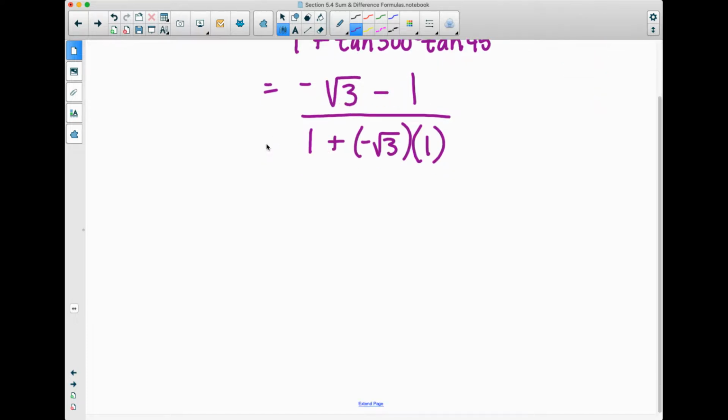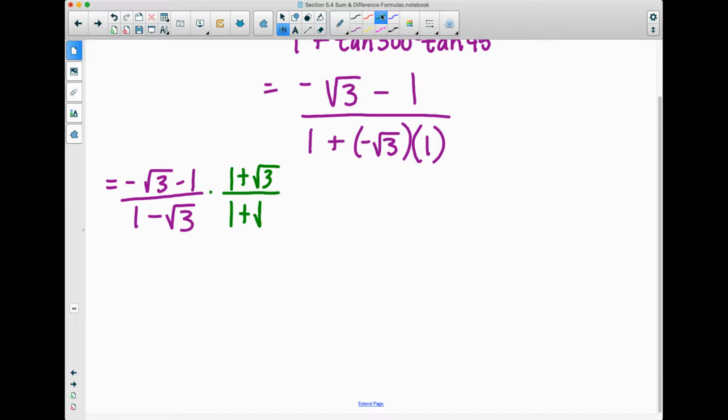So yes, rationalizing is still a thing. If we have negative root 3 minus 1 over 1 minus root 3, to rationalize, we're going to multiply by 1 plus root 3. Remember, you just change the sign in the middle of the denominator. Double distribute both your numerator and your denominator, and then reduce from there. Some of y'all are working it out, so I'm going to work it out up here, but without talking through it.